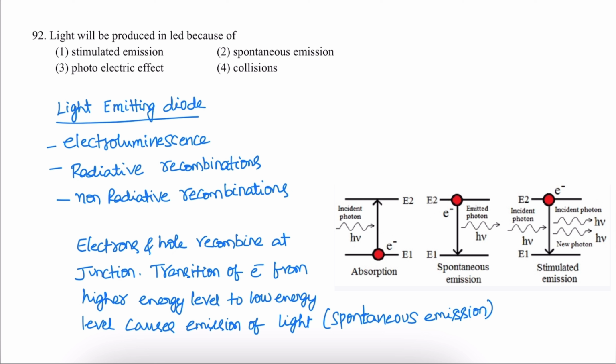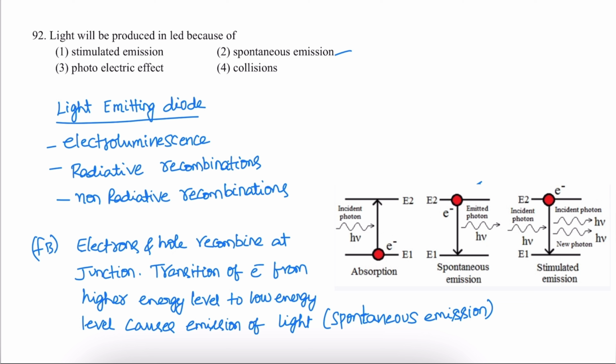So in an LED, light will be produced because of spontaneous emission. What does spontaneous emission mean? Generally, an LED works on the principle of electroluminescence. In an LED, two types of recombination take place. Generally electrons and holes recombine at the junction when it is forward biased. When the LED is forward biased, electrons and holes move towards the junction and then recombination takes place.